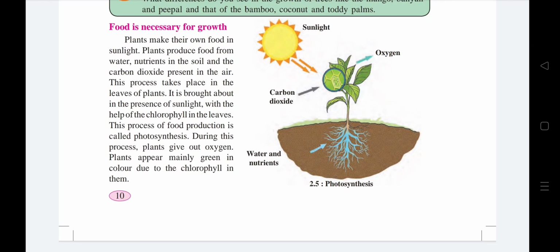So this was about food being necessary for growth. And how is food produced? Food is produced with the help of the process called photosynthesis, in which chlorophyll works with the help of sunlight and carbon dioxide. Thank you.